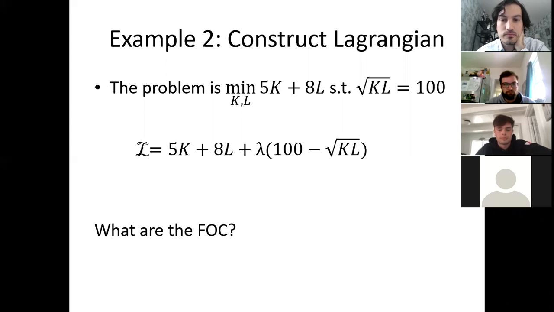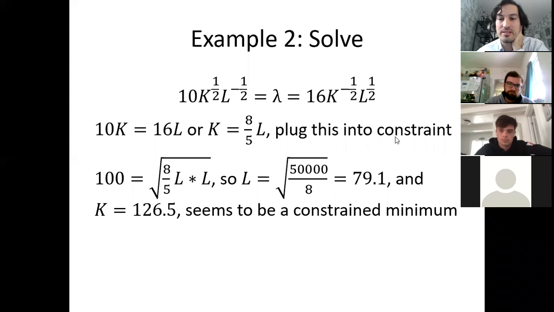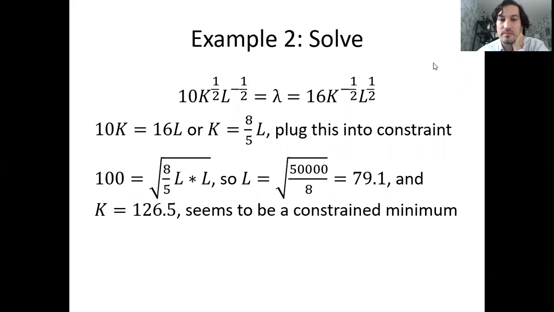if you have any. I think my third example, if I choose to give you a third example, is going to take a bit longer, so I don't even want to start really. Oh, I didn't show you this, did I? Yeah, this is what you get when you plug it all in. Same thing. Here's the formula Kai got. The square root of 50,000 over 8, which is 79.1, and K is 126.5. It seems to be a constrained minimum.